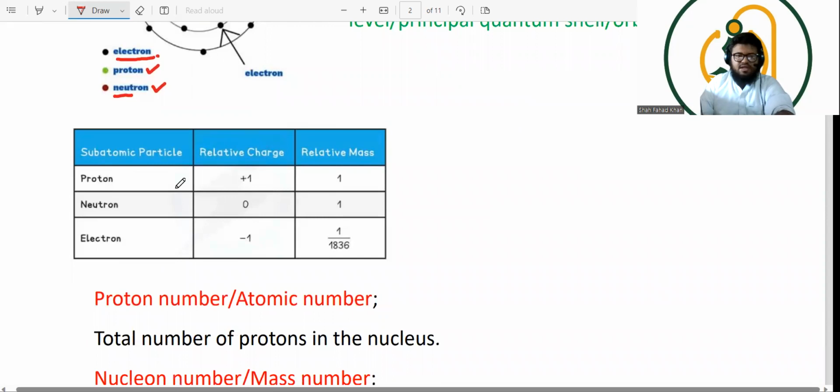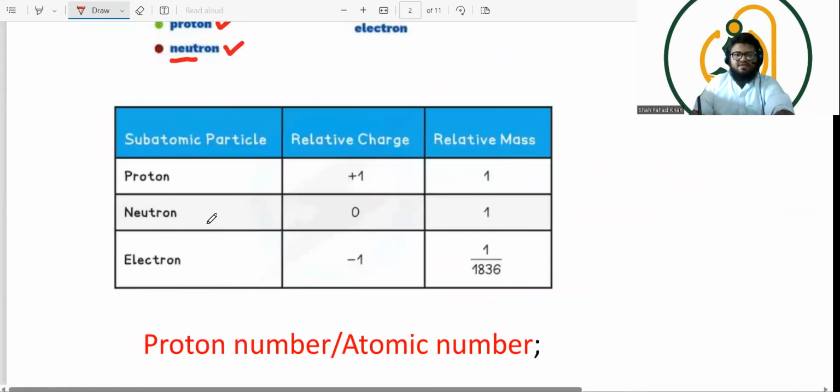Let's move on. These are the relative charges and relative masses of the subatomic particles, relative to the proton, basically. The charge of proton is positive, electron is negative, and neutron is neutral. So these are the relative charges. Remember, these are just relative values. These are ratios of the charges and masses, and these are not the actual charges or the actual masses. Proton is positive 1, meaning positively charged. Electron is equal in charge but is negative, and the neutron is neutral.